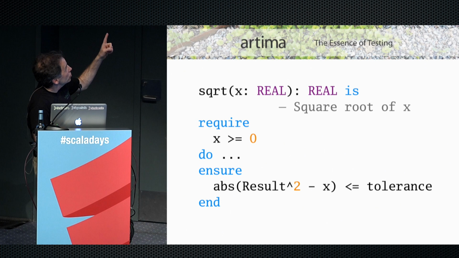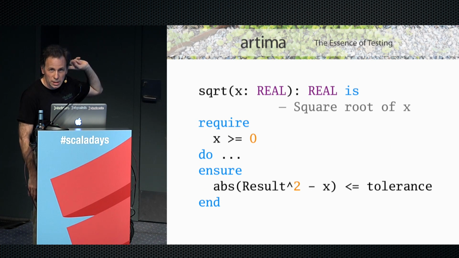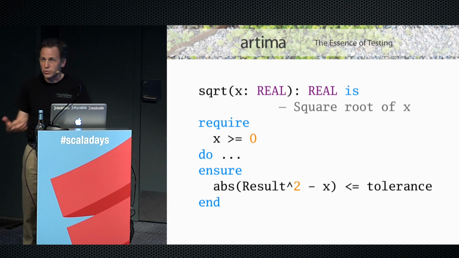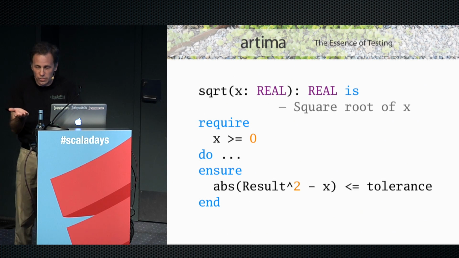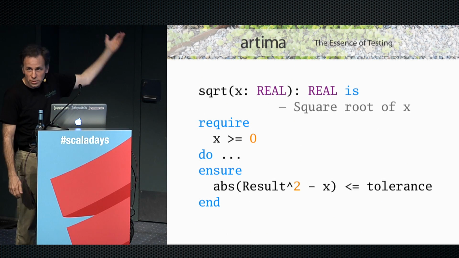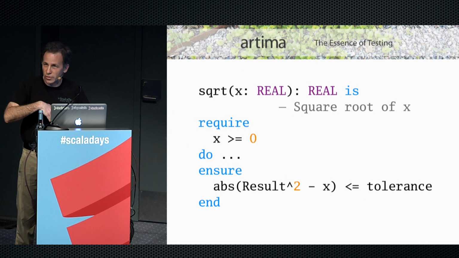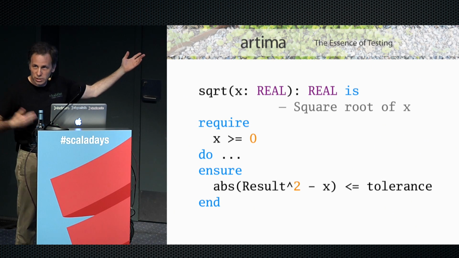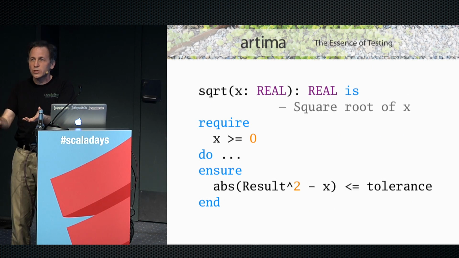And then there's an ensure clause afterwards where he's put a postcondition. In the ideal world, the postcondition for square root would be that you take the result, and you can just say result in Eiffel, and it means what is going to be returned if this postcondition succeeds. Square it, you should get back the original, right? I mean, if result is the square root of x, when I square result, I should get x.